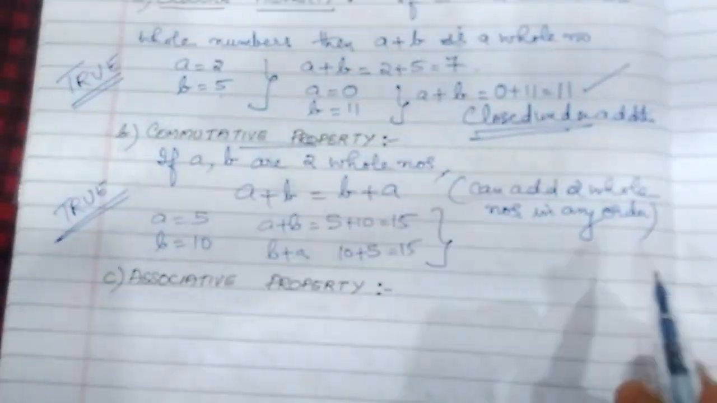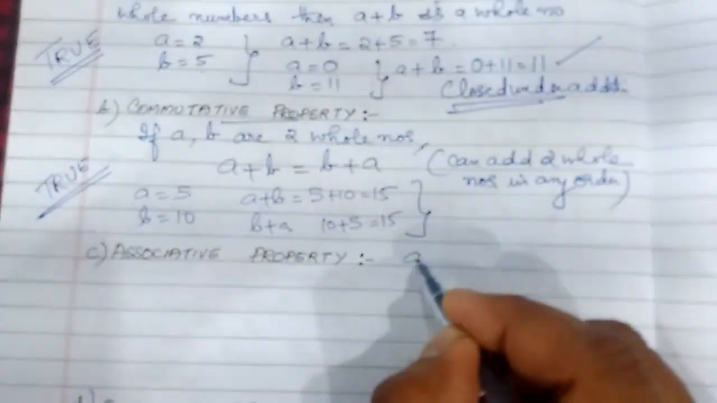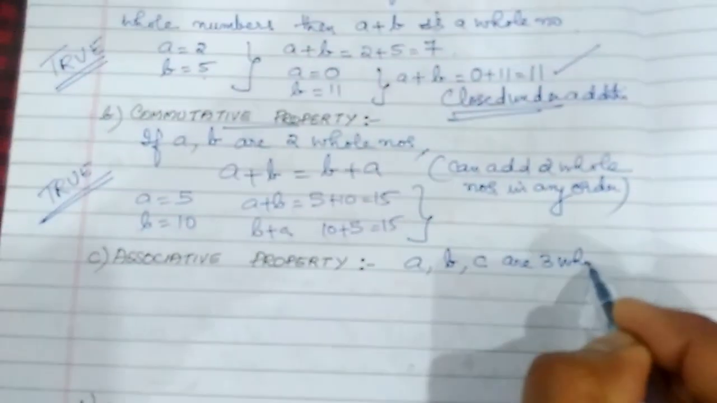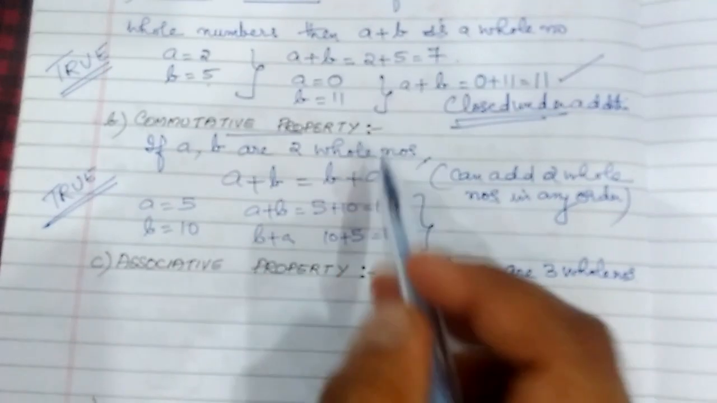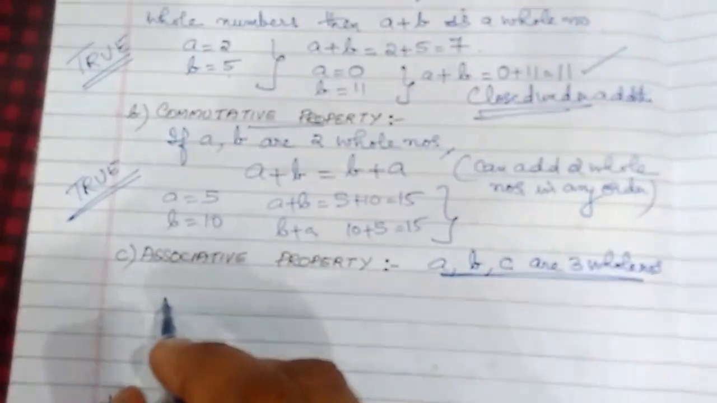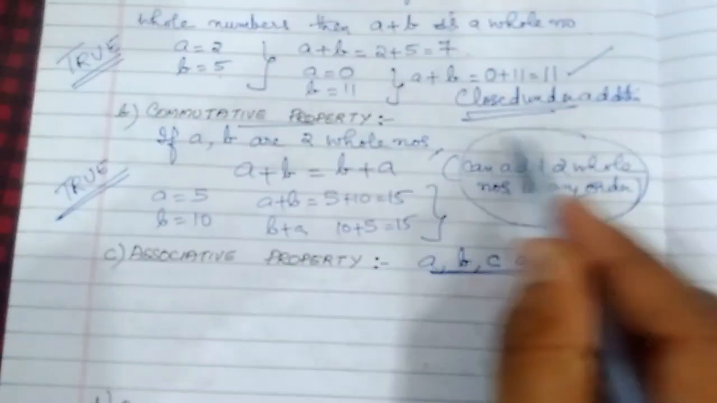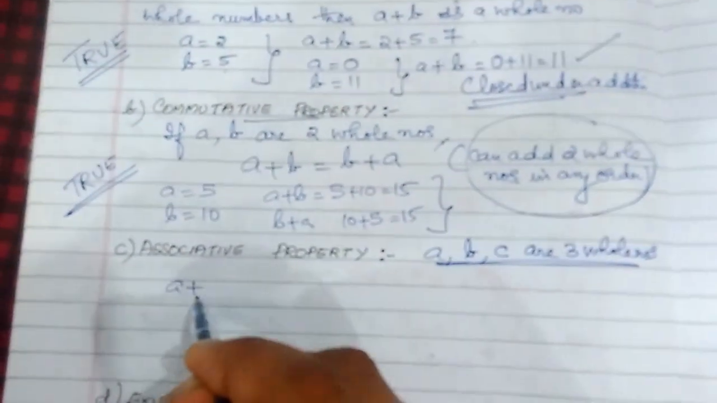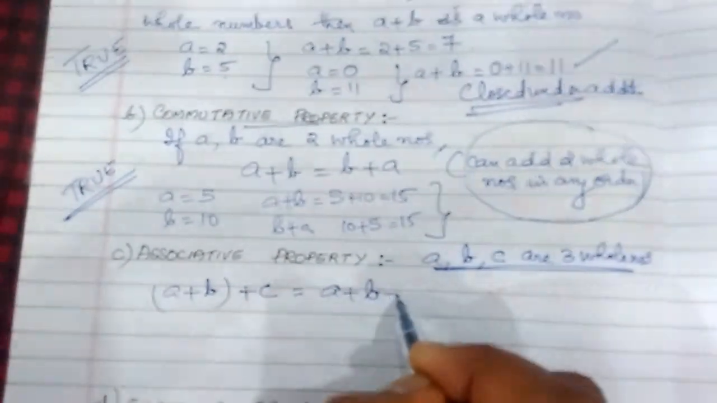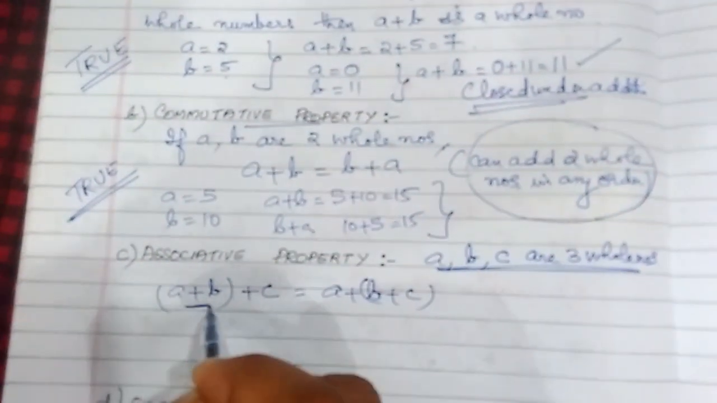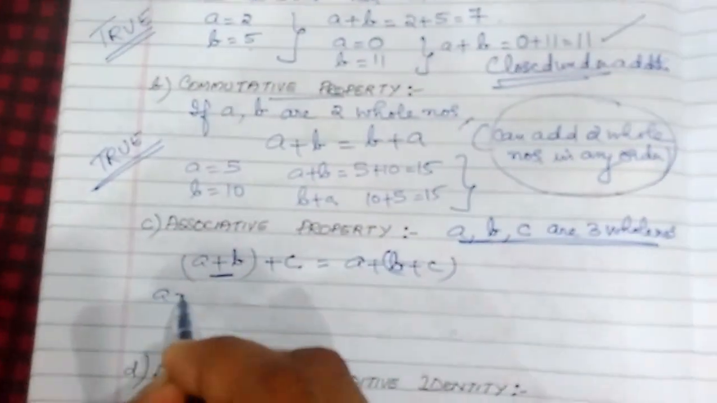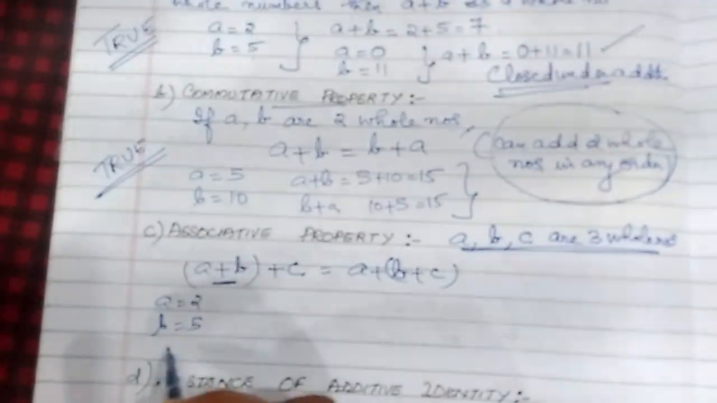Now associative property. When you are having A, B, C are three whole numbers, okay. Till now we were considering only two whole numbers. Now A, B, C are three whole numbers. Then what happens? I told you, same thing. Can add in any order. That means (A plus B) plus C will be equal to A plus (B plus C). So first you will add up the bracket. Then you will add what is outside. So example, A is equal to 2, B is equal to 5 and C is equal to 10.